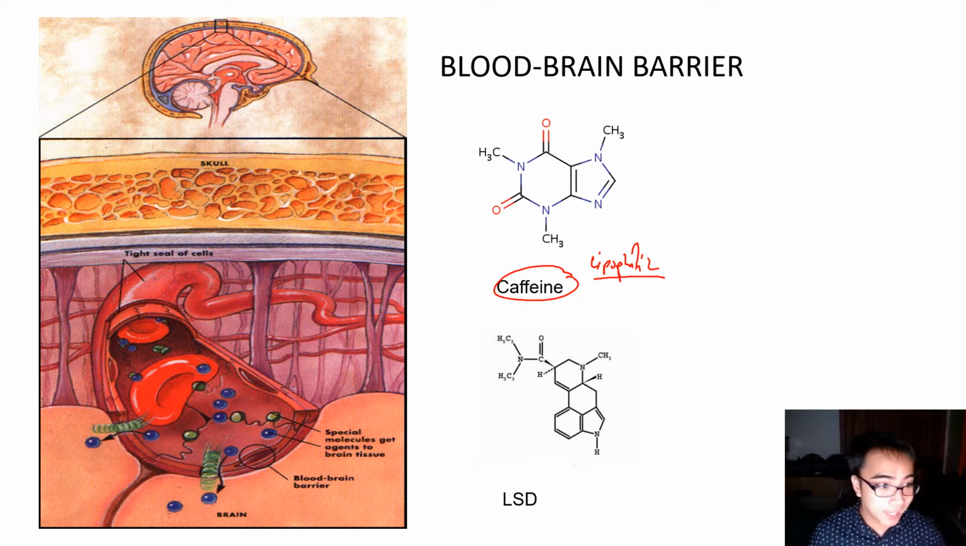Okay, same goes, class, with LSD. LSD is lysergic acid diethylamide. So it's a recreational drug. Okay, I think familiar na sa pharmacology nito pag-uusapan ng bongga. Okay, but it's a recreational drug, class, that can easily penetrate the blood-brain barrier, creating immediate response or immediate effects.